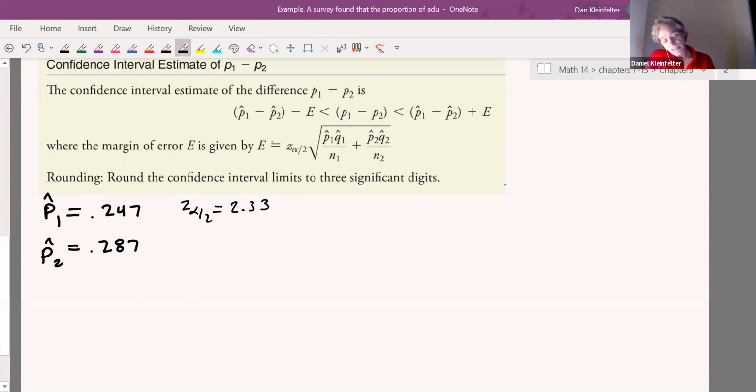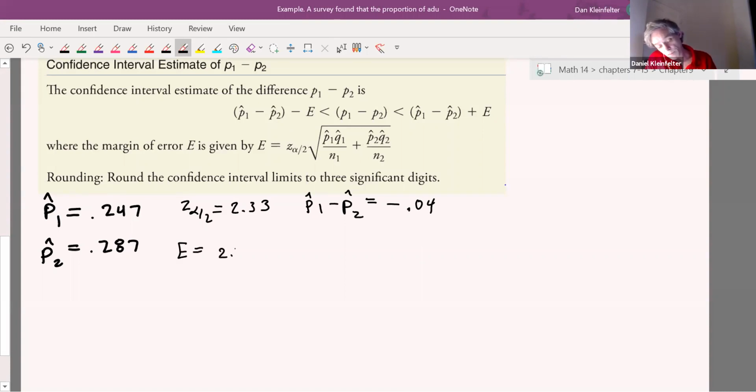Okay, so then the next thing that we want to think about is the difference of those two sample proportions, because we're going to want that as well. And that is negative 0.04, sorry. That's obtained just from subtracting these two, P1 hat minus P2 hat. Okay, so then let's go ahead and calculate our margin of error next.